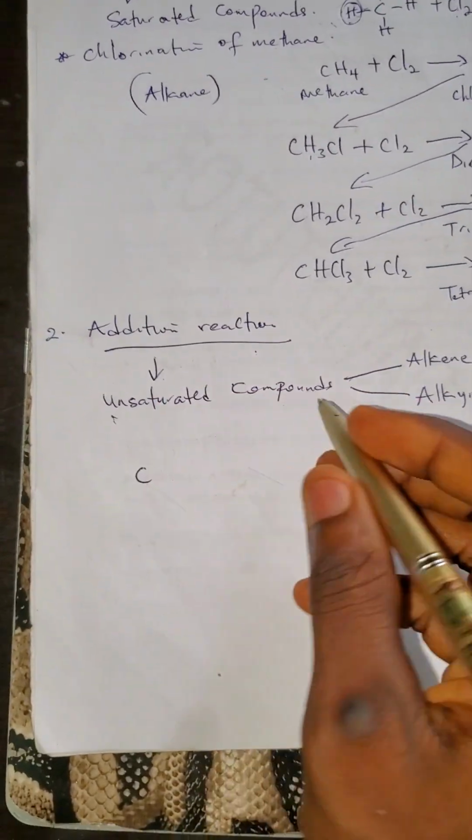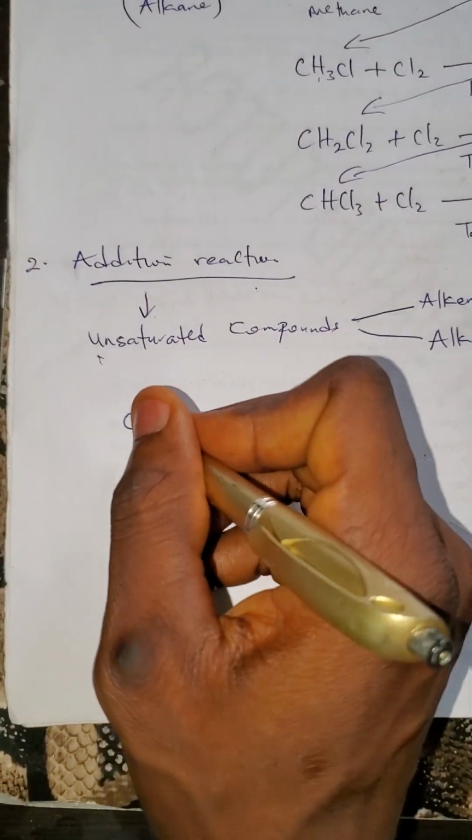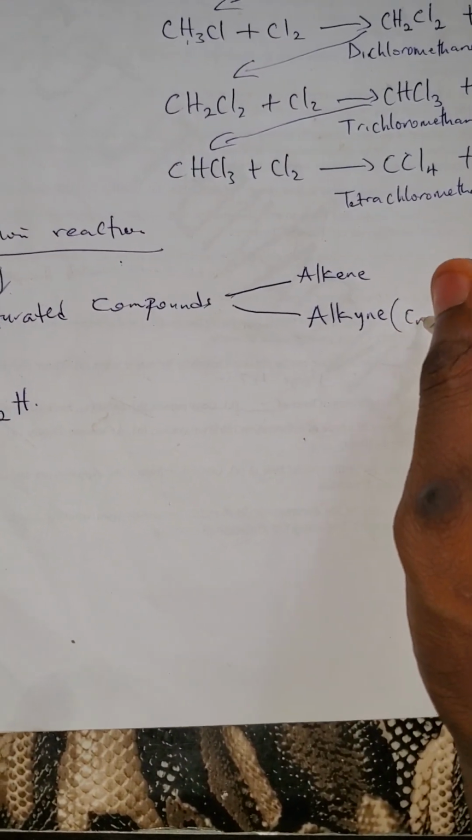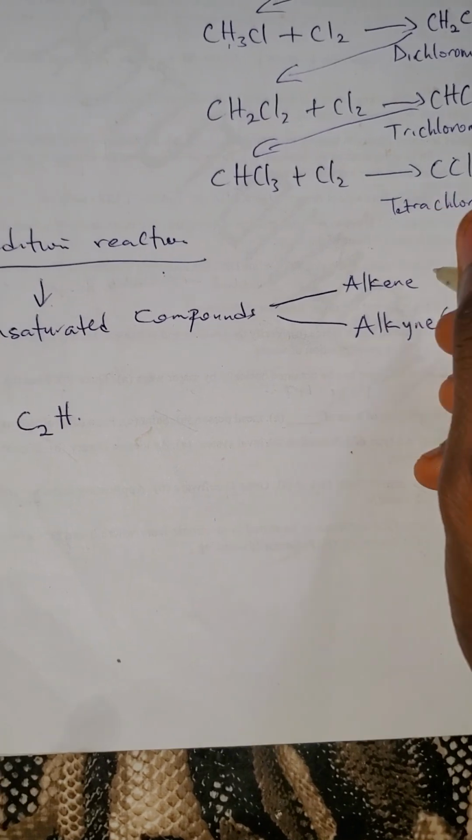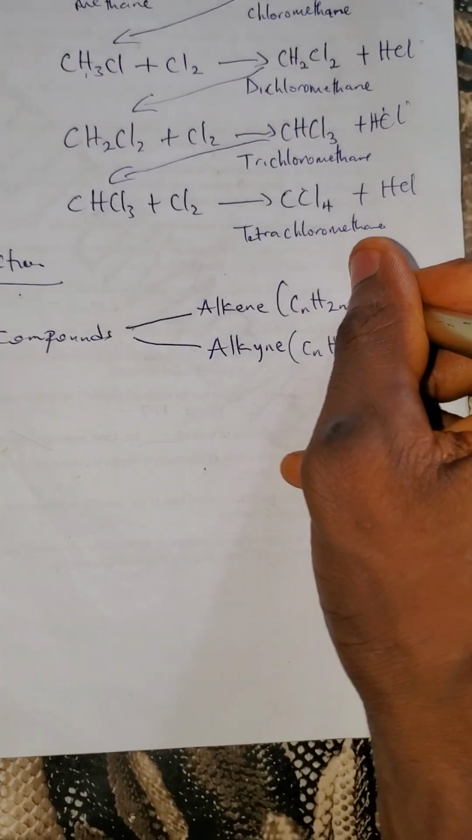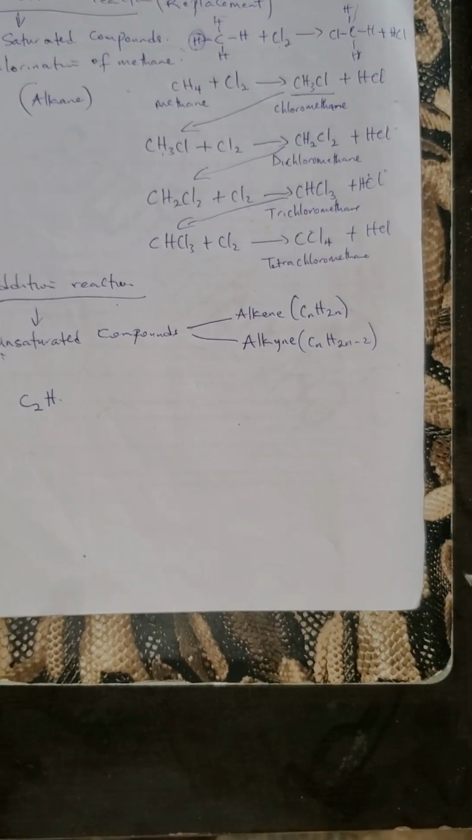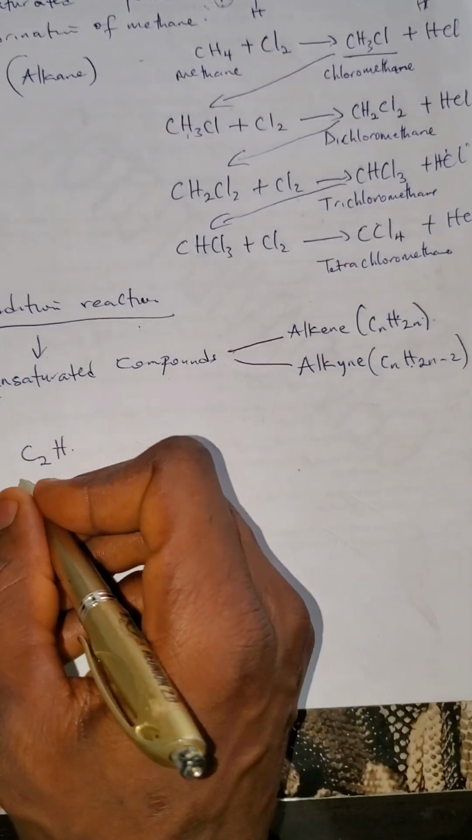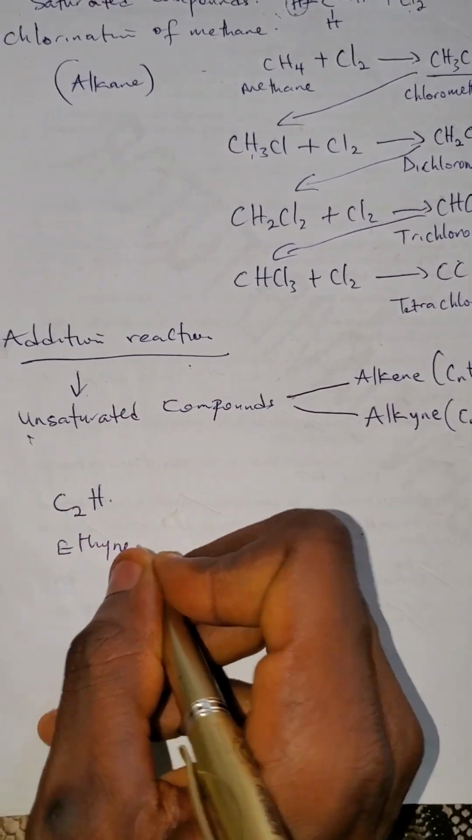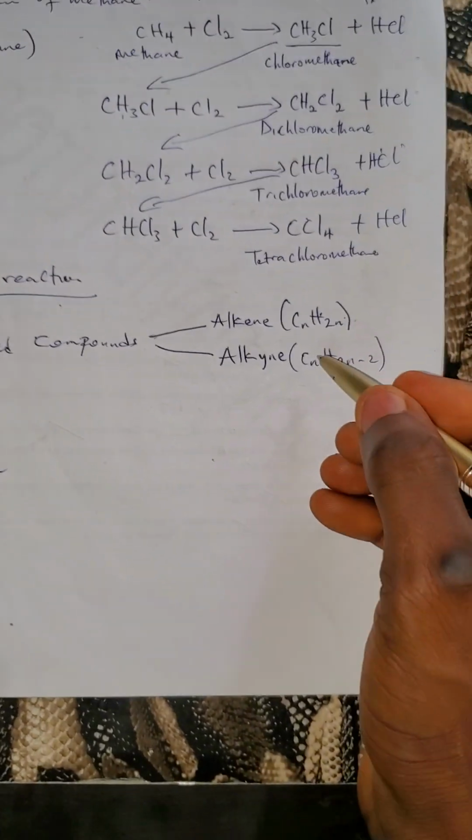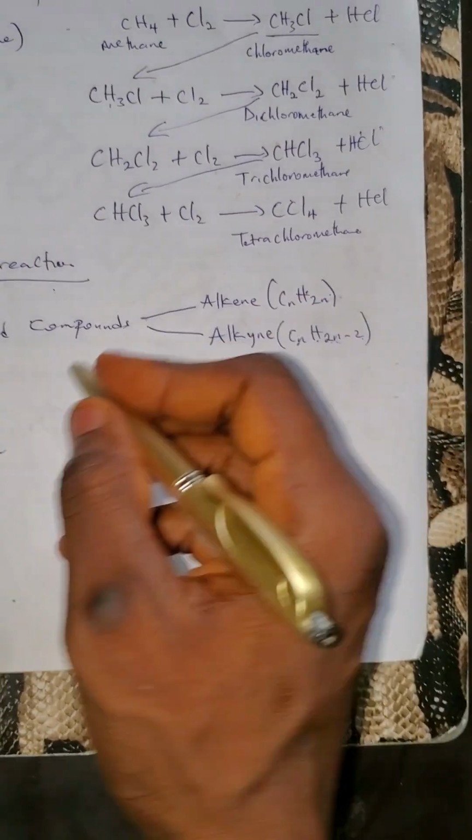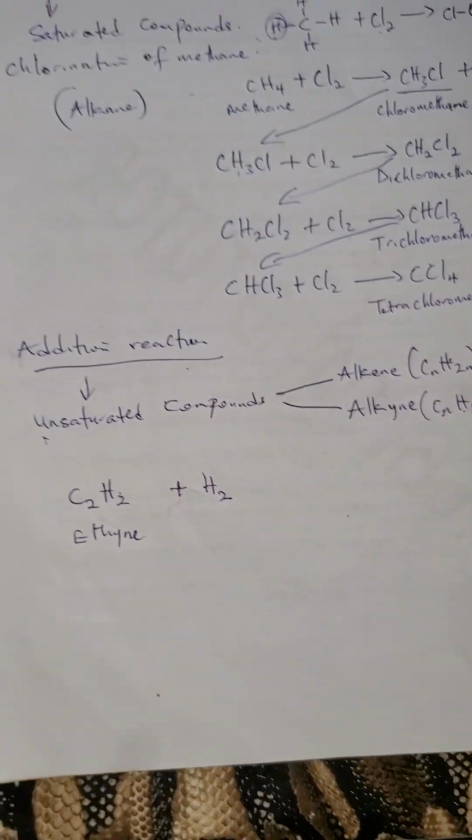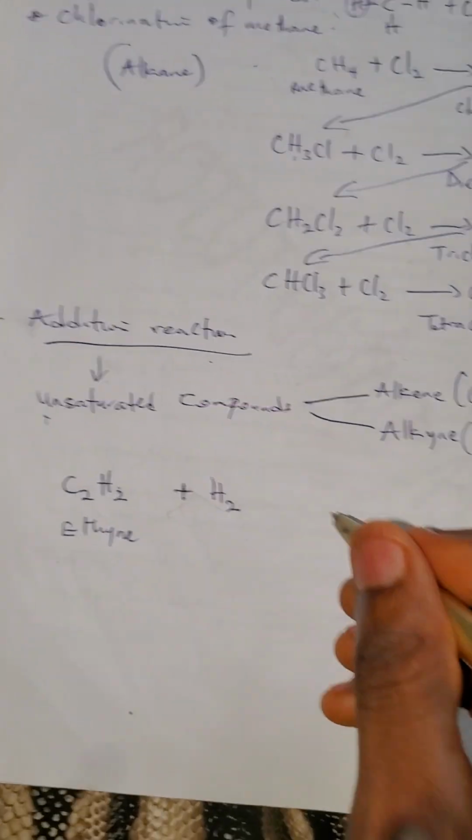For this addition reaction, let me use alkyne, for instance. The alkyne family is CnH2n minus 2, and the alkene family is CnH2n. This is the formula for the alkane. Now, let me use ethyne. Don't forget, ethyne has 2 carbons, so that will be C2. 2 times 2 is 4, minus 2 is 2. So C2H2.